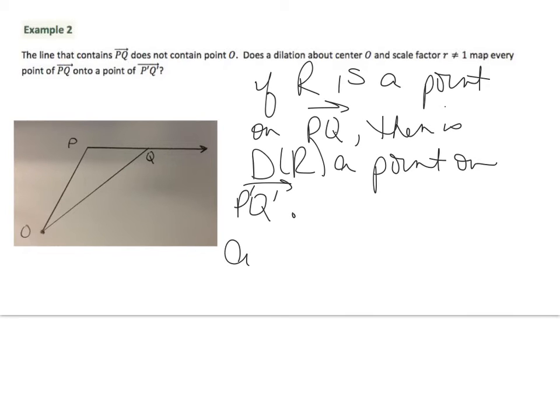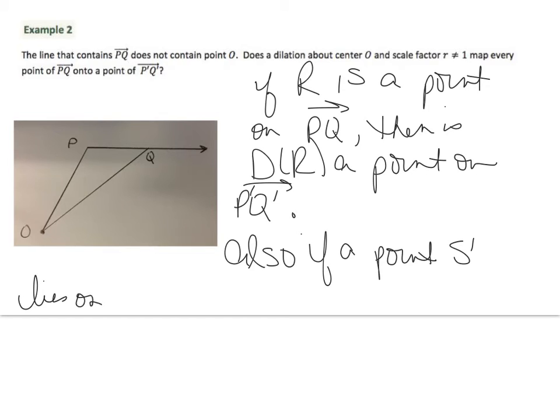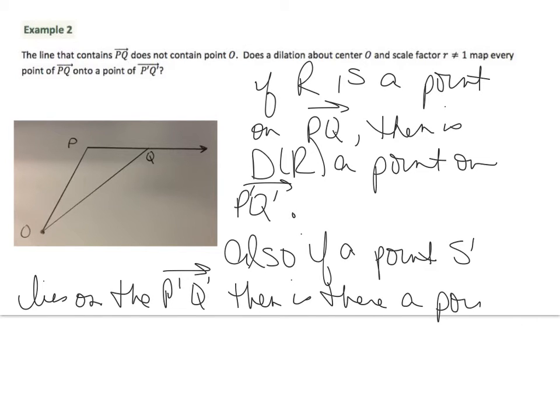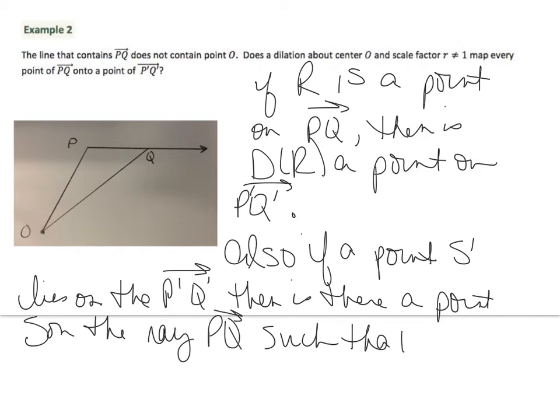Okay, that's the question we're really asking. Also, if a point S prime lies on the ray P prime Q prime, then is there a point S on the ray PQ such that the dilation of S equals S prime? Okay, so that's the question we're really looking at.